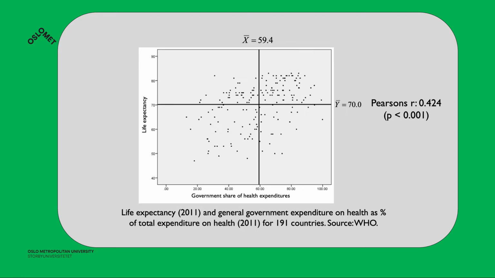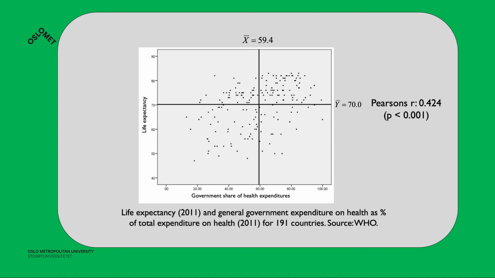And we can also put in the mean on the government's share of health expenditures, which is 59.4%. If you have x with a bar over it, that means the mean on the x variable, whereas the mean on life expectancy is 70 years. So the y with the bar over it is the mean on the y variable.